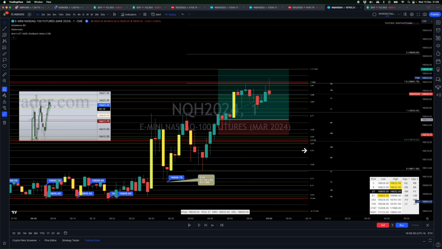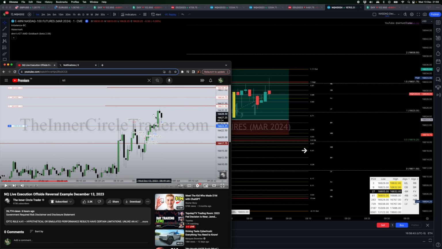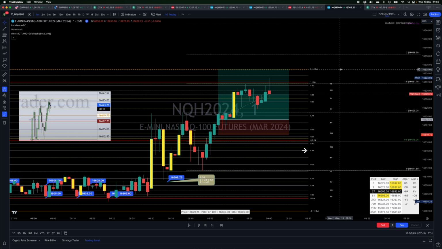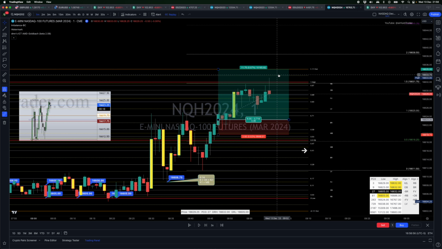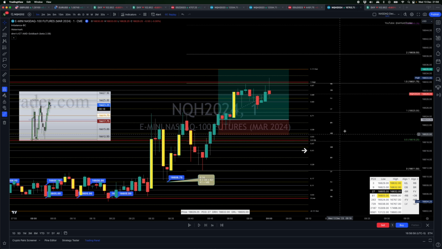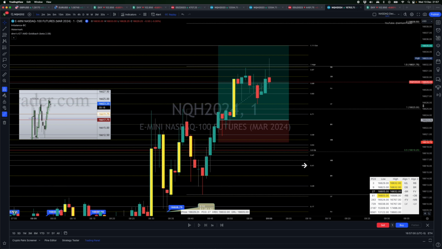Where was his second TP? It was 16634.25. Where did he put it? Just below the extension. Why? Because we could have a rejection from the extension and back into the dealing range. That's why he TP'd where he did.